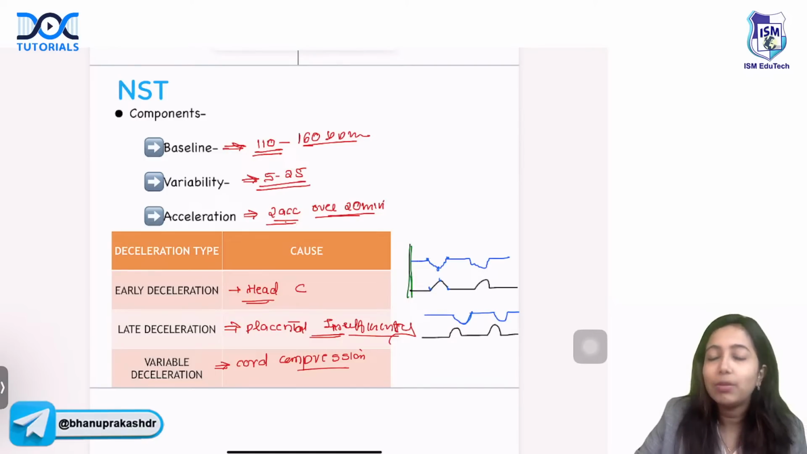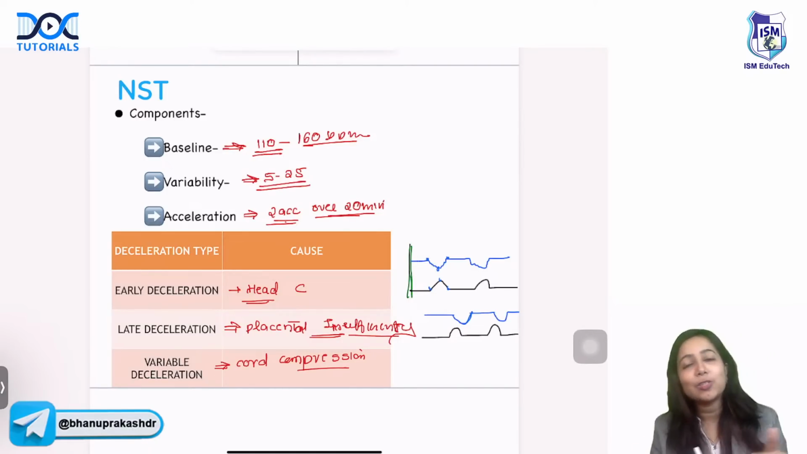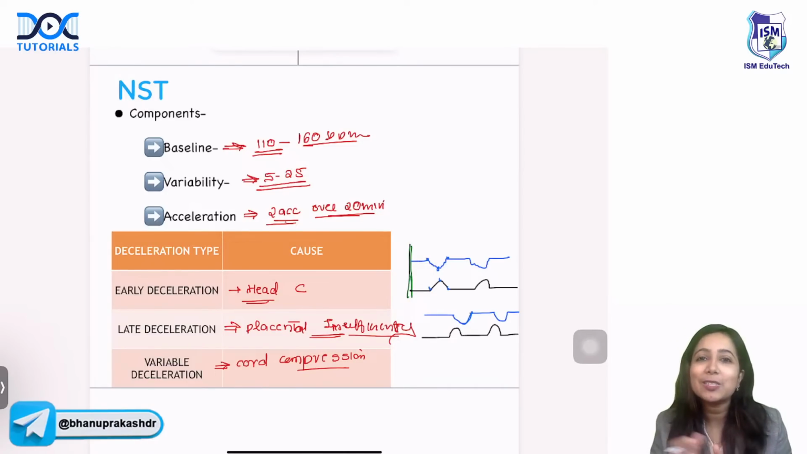Finally, you have the variable deceleration, which has no association. Variable deceleration is going on its own way, and the contractions are going on their own way. There is no relation between the two, and that is suggestive of a variable deceleration. This is how you differentiate all three graphs.